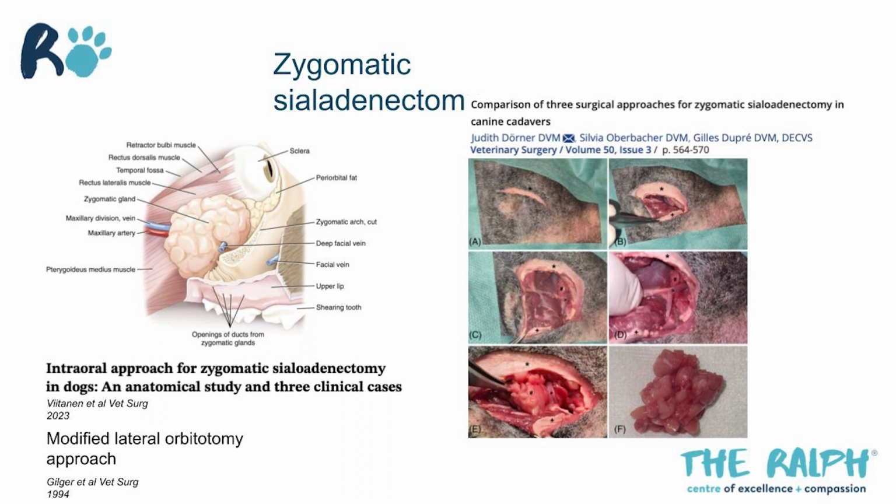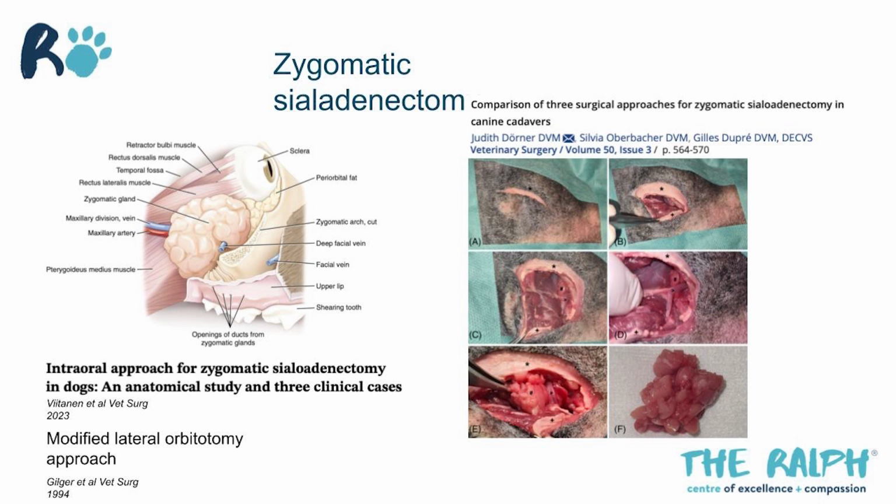There are several approaches reported in the literature on how to perform a zygomatic saladenectomy. What most people probably prefer is a modified lateral orbitotomy approach, where you approach the zygomatic arch on the side, then do parallel osteotomies, cranial and caudal, and reflect the zygomatic bone ventrally, preserving the masseteric attachment at the ventral aspect of the bone. There are other techniques described.